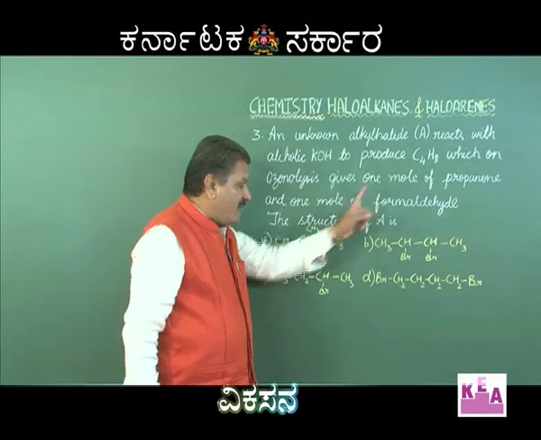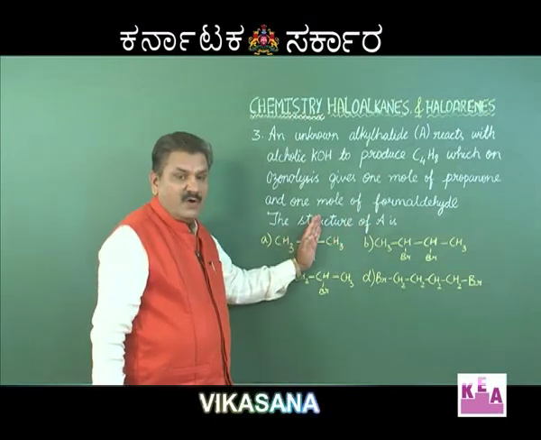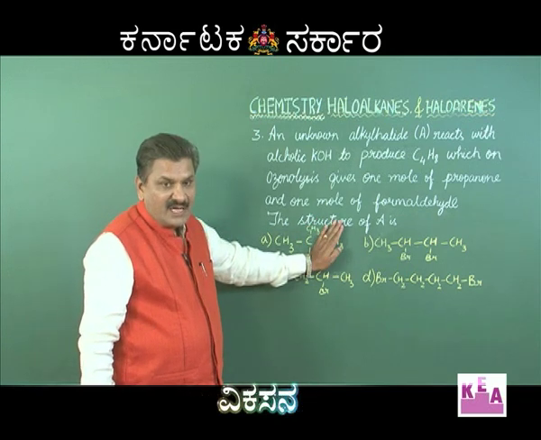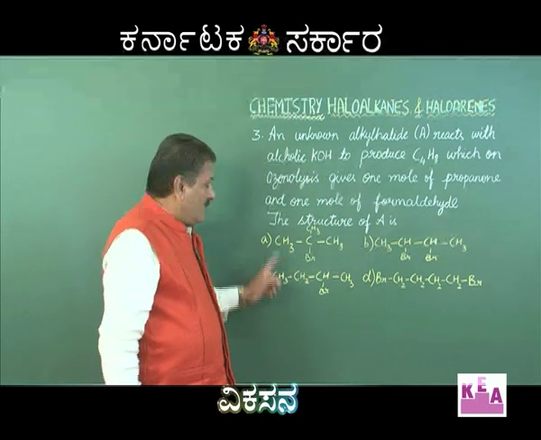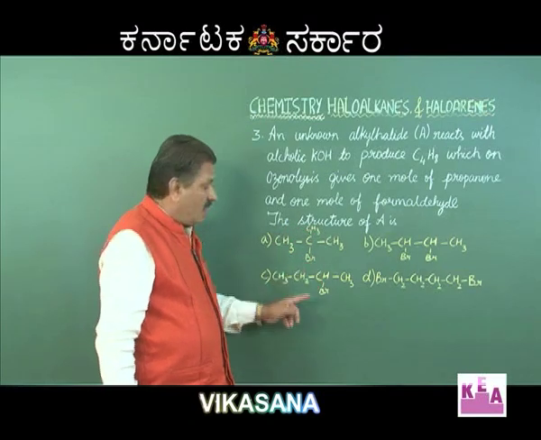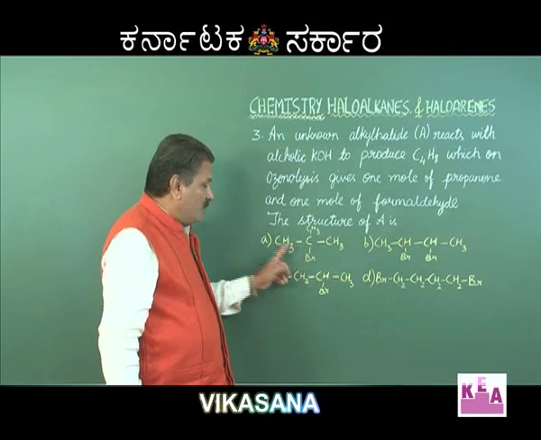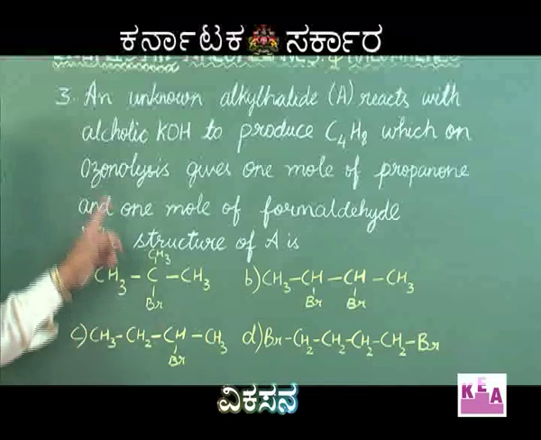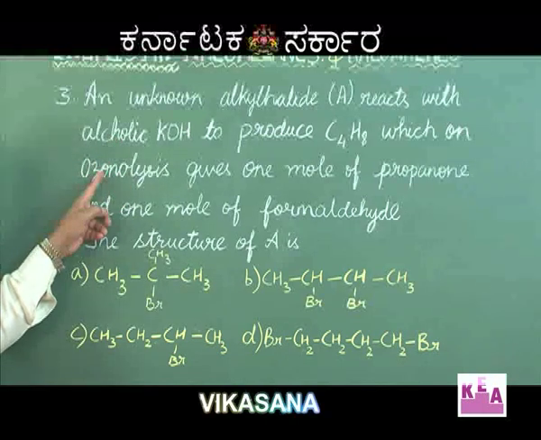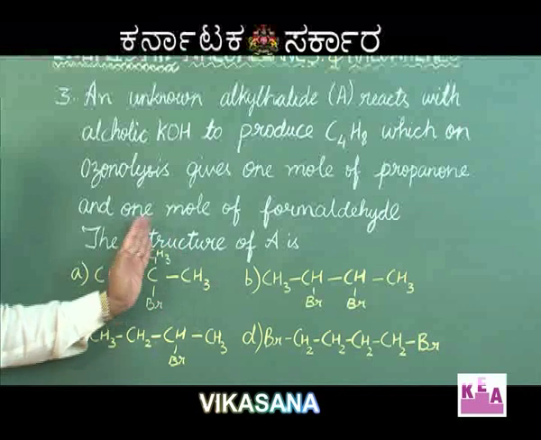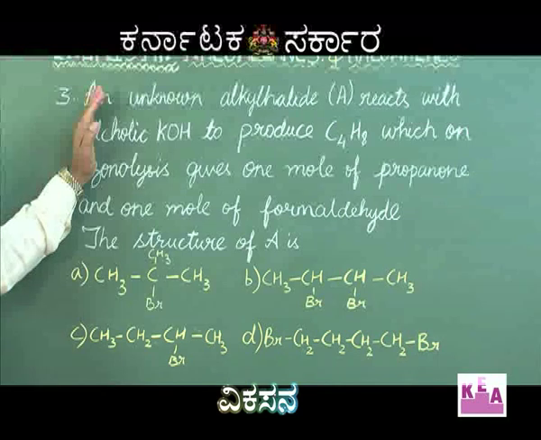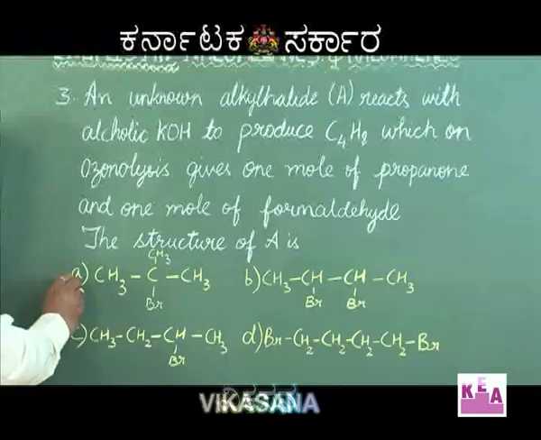So, for the required product, one part should give formaldehyde and the other part should give propanone or acetone. So, accordingly, option A, tertiary butyl bromide or 2-methyl-2-bromopropane, on reaction with alcoholic KOH followed by ozonolysis gives propanone and formaldehyde. So, accordingly, the correct option for this question is option A.